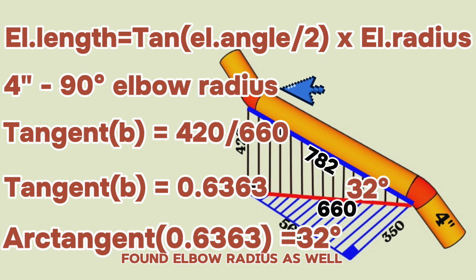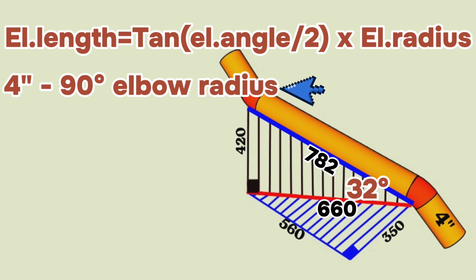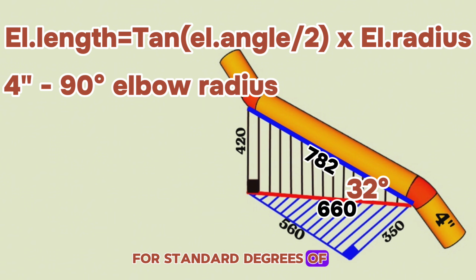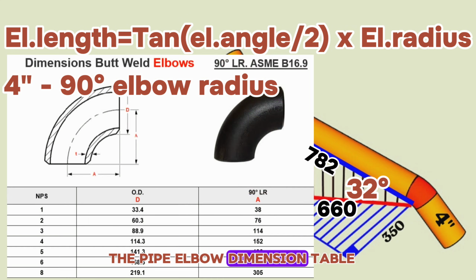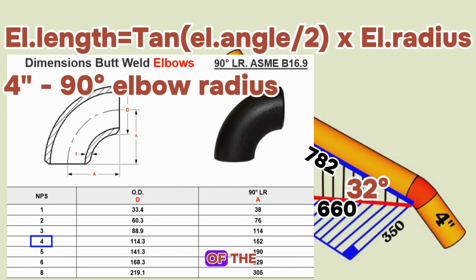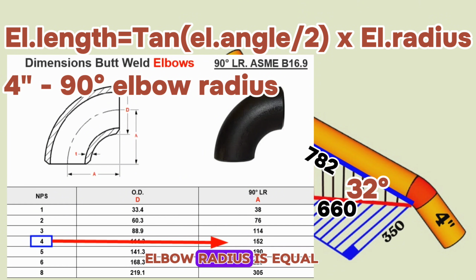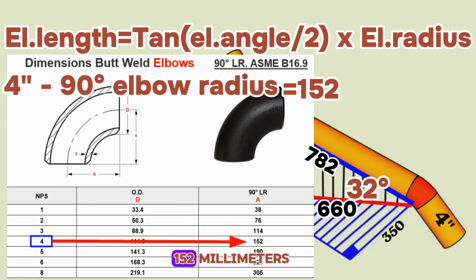Also, we need to find the elbow radius. For standard degrees of pipe elbows such as 45 degrees and 90 degrees, elbow center-to-end dimensions are available in standard pipe charts. We can look at the pipe elbow dimension table and find the radius of the 4-inch elbow. The 4-inch 90-degree elbow radius is equal to 152 millimeters.